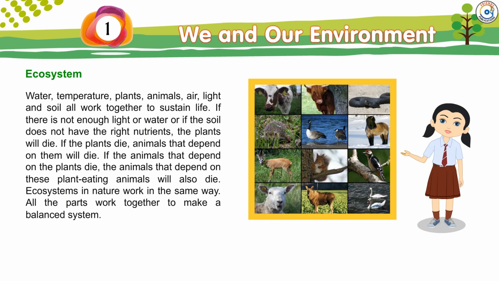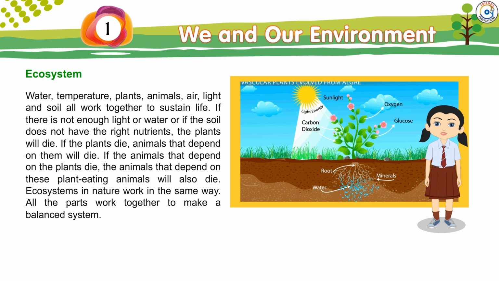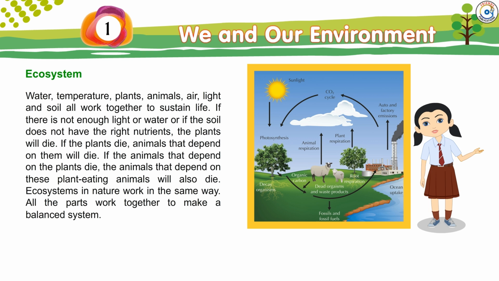Water, temperature, plants, animals, air, light, and soil all work together to sustain life. If there is not enough light or water, or if the soil does not have the right nutrients, the plants will die. If the plants die, animals that depend on them will die. If the animals that depend on the plants die, the animals that depend on these plant-eating animals will also die. Ecosystems in nature work in the same way. All the parts work together to make a balanced system.